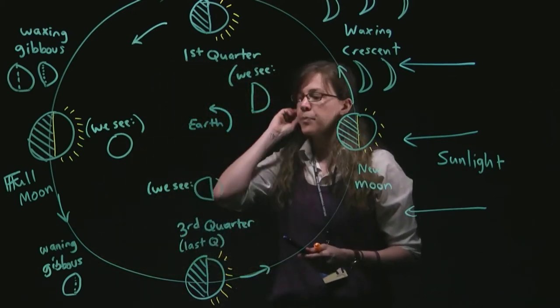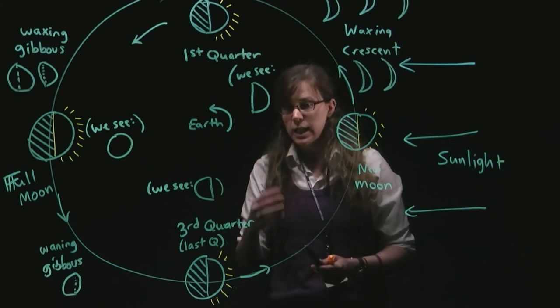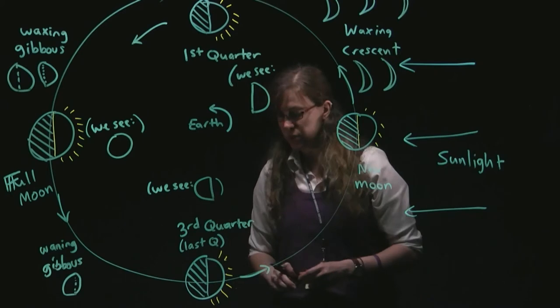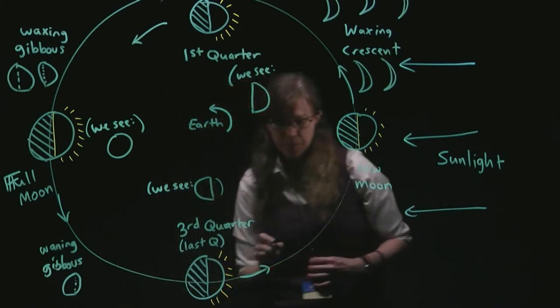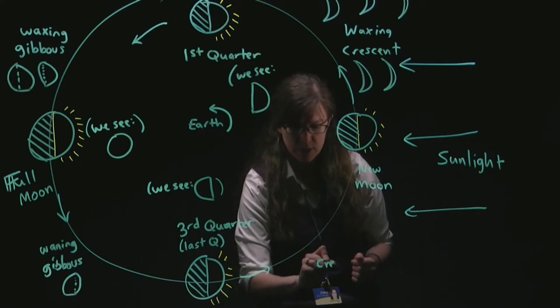So as we go from third quarter to new moon, we're seeing less and less of the moon lit up, and we're seeing smaller and smaller slivers of it lit up as well. So what we would be seeing, the shape would be a crescent.